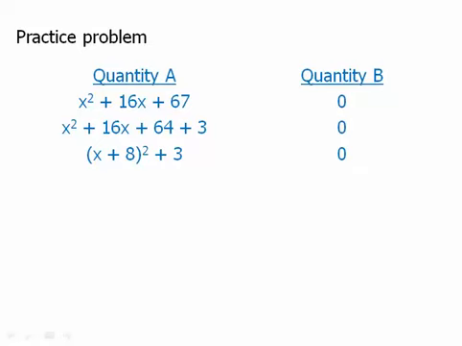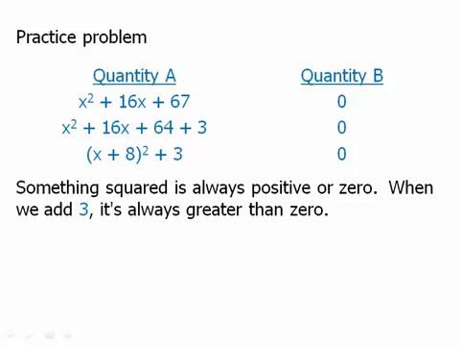Now putting it in that form makes some things very clear. When something is squared, it's always positive, or it could be 0. If x equaled negative 8, that would equal 0. When we add 3, it's always greater than 0, because even when x equals negative 8, we'd get 0 squared, which is 0, but then plus 3, that would still be 3. That would be greater than 0. So it's either 3 plus 0 or 3 plus a positive number. That's always greater than 0. So answer A is in fact always correct.